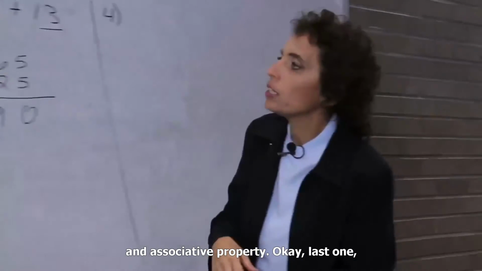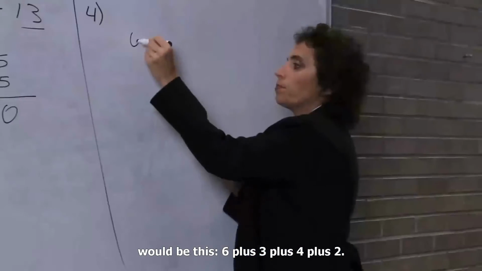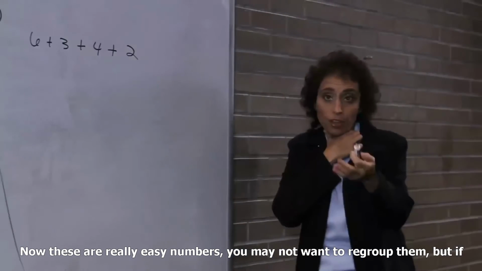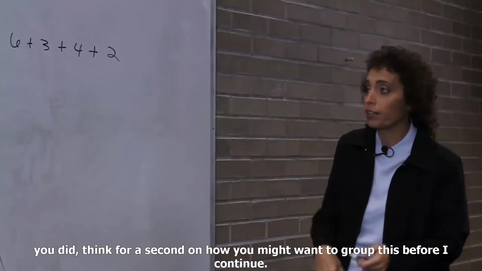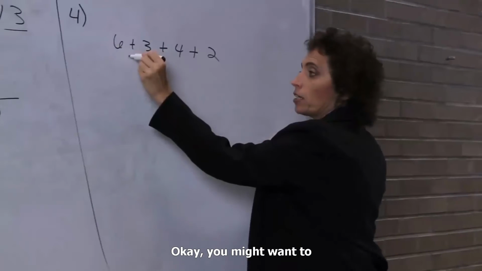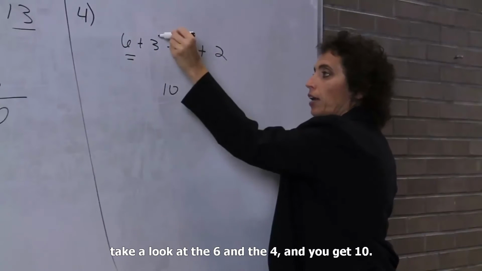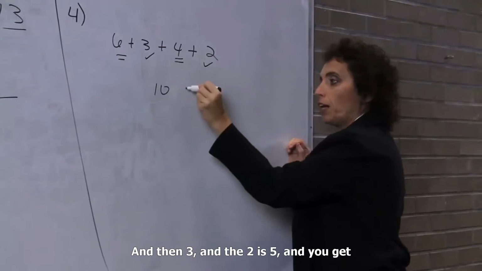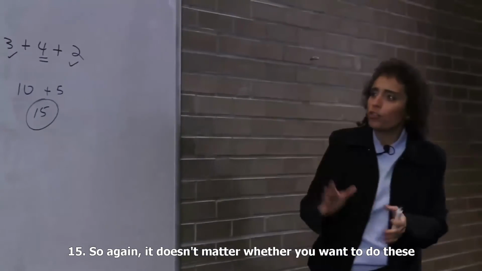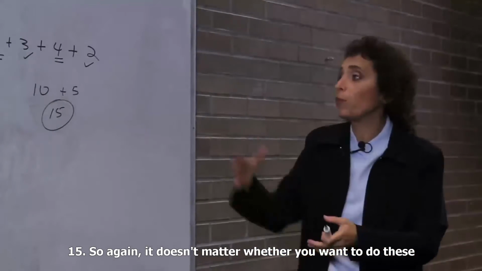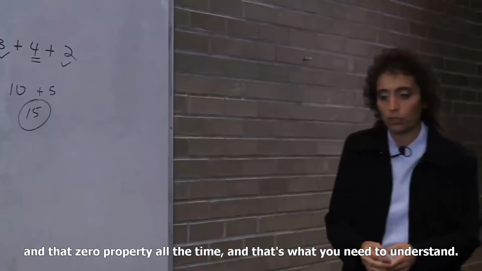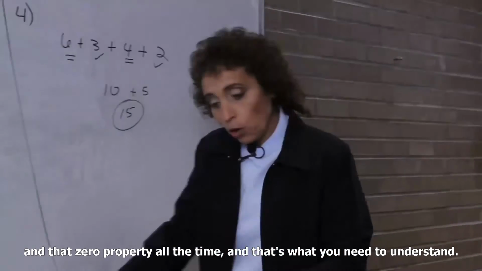Okay, last one would be this: 6 plus 3 plus 4 plus 2. Now, these are really easy numbers. You may not want to regroup them. But if you did, think for a second of how you might want to group this before I continue. You might want to take a look at the 6 and the 4. You get 10. And then the 3 and the 2 is 5. And you get 15. So again, it doesn't matter whether you want to do these problems like this or not. What does matter is that we do use the associative, commutative, and 0 property all the time. And that's what you need to understand.